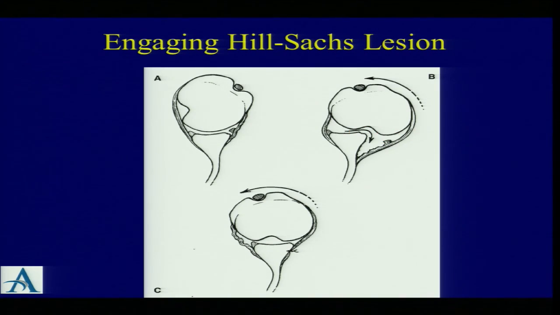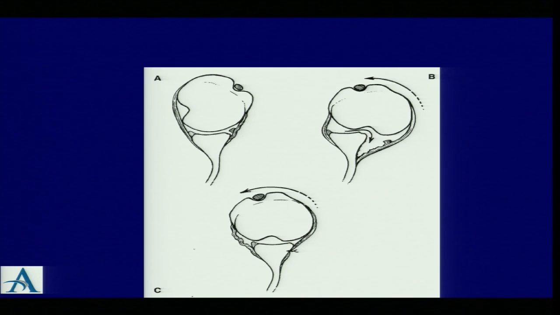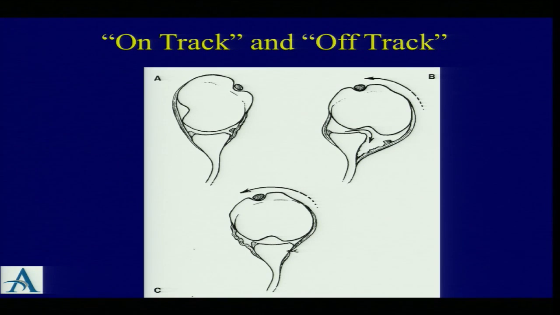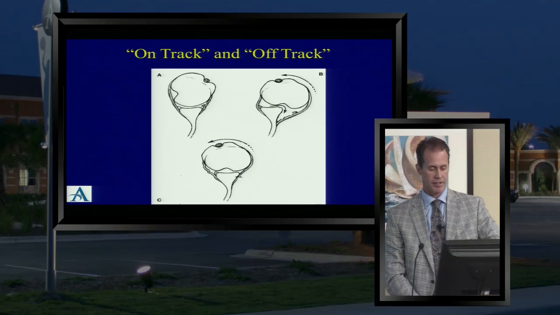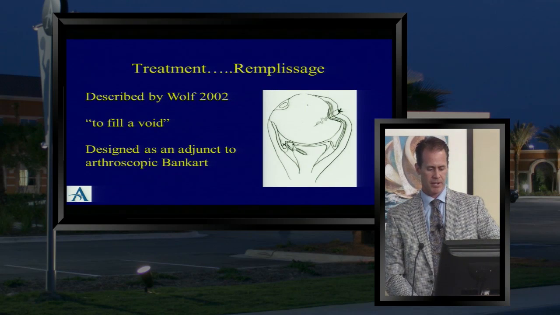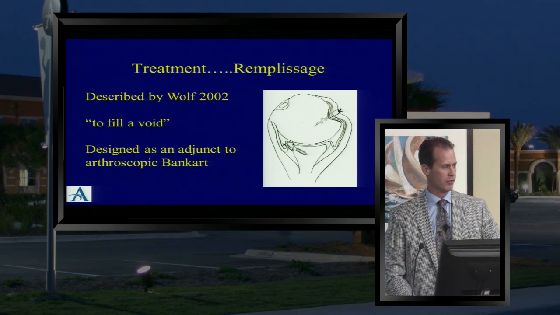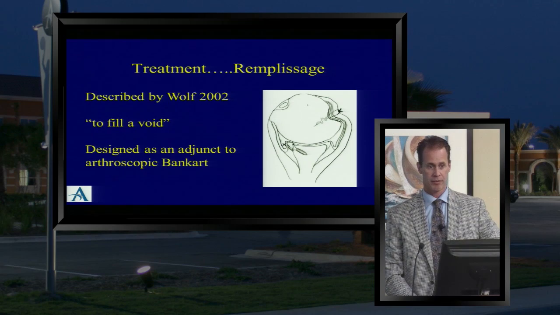The real question is, can you address all Hill-Sachs lesions simply by doing soft tissue procedures on the glenoid side? And the answer, of course, is no. So there's new thinking on this topic, and the more modern thinking now talks about on-track and off-track lesions. And we'll get to that study in a little bit, but what we're really talking about is treatment with a remplissage. This was first described by Dr. Wolf in 2002. It's a French word meaning to fill a void.